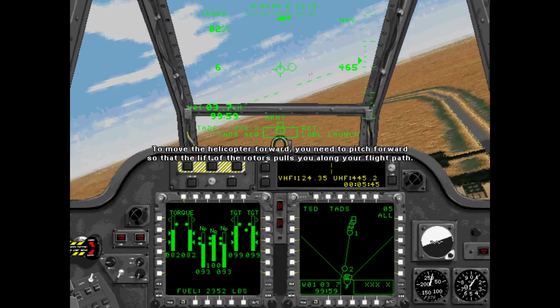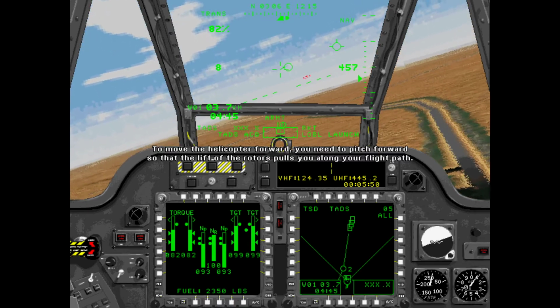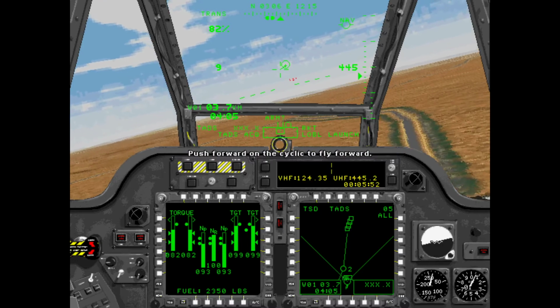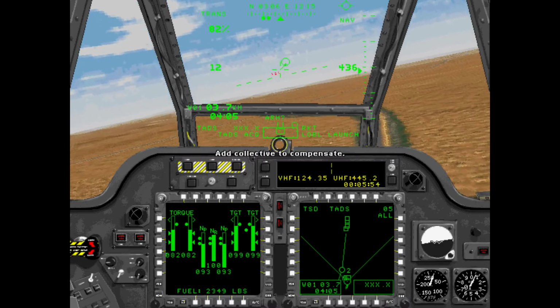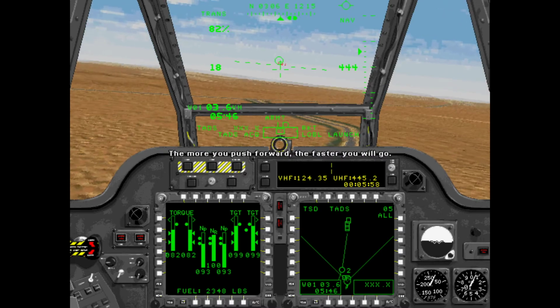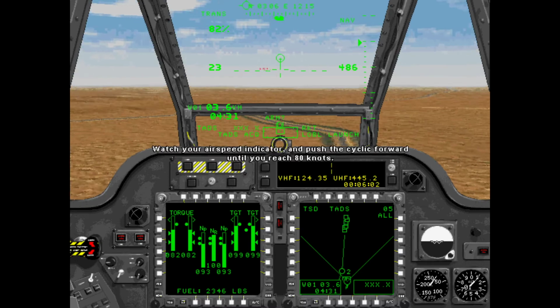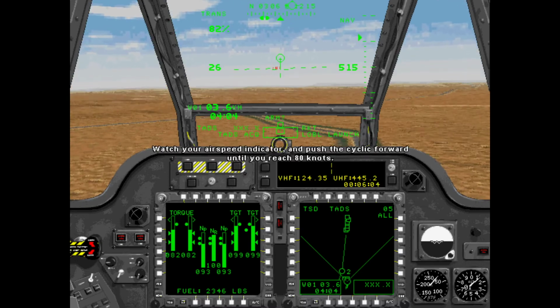You need to pitch forward so that the lift of the rotors pulls you along your flight path. Push forward on the cyclic to fly forward. Add collective to compensate. The more you push forward, the faster you will go. Watch your airspeed indicator and push the cyclic forward until you reach 80 knots.